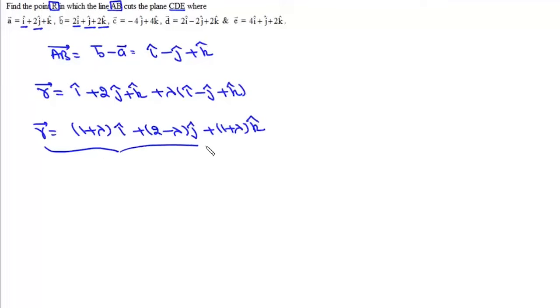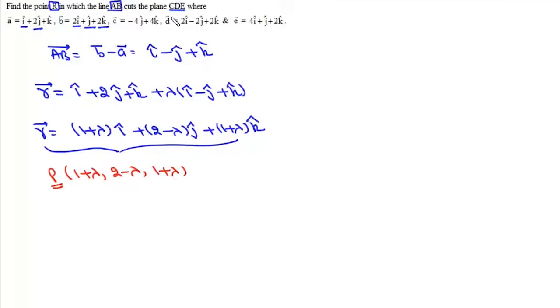So we can write this line as (1 plus lambda)i, (2 minus lambda)j and (1 plus lambda)k. So this is the equation of the line AB. Now any point on this line we can write as 1 plus lambda, 2 minus lambda and 1 plus lambda. So this is any general point on this line.